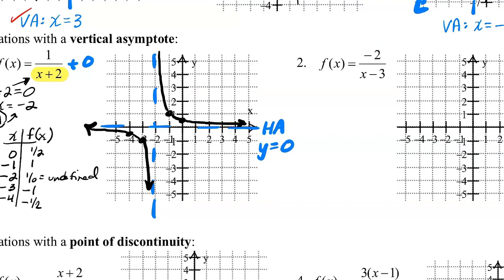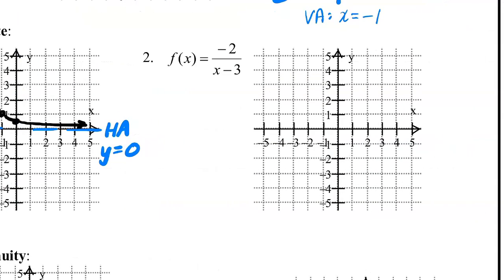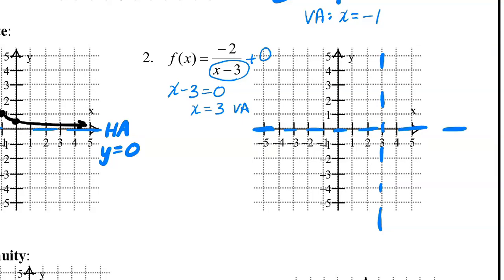We could do the same for the next one, number 2. We can see that if we take the denominator, we set that equal to 0, we would get x equals 3 is a vertical asymptote. So x equals 3. Also, we have a plus 0 at the end here, so that would be a horizontal asymptote at y equals 0.